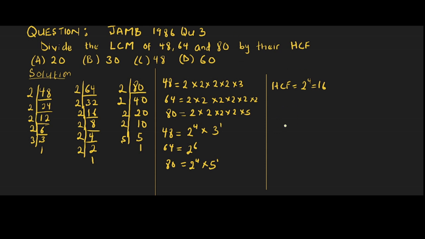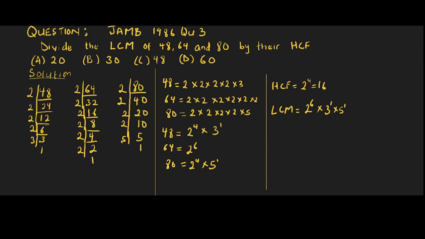Now we also need to get the LCM, the lowest common multiple. Here the LCM is going to be the highest power of the factors present. Here there is 2, there is 3, there is 5. The highest power of 2 is 6, so that's 2 raised to power 6, times the highest power of 3, which is 3 raised to power 1, and the highest power of 5 is 5 raised to power 1.